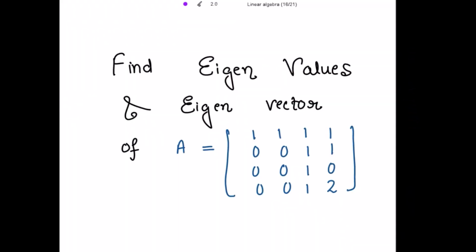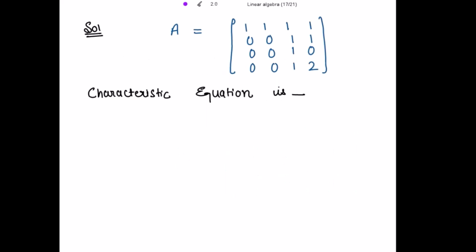Find the eigenvalues and eigenvectors of a matrix A. So this is the 4x4 matrix and we need to find the eigenvalues for that. Let me write the characteristic equation. This is the determinant of lambda I minus A equal to 0. On solving this, we get the eigenvalues, right?